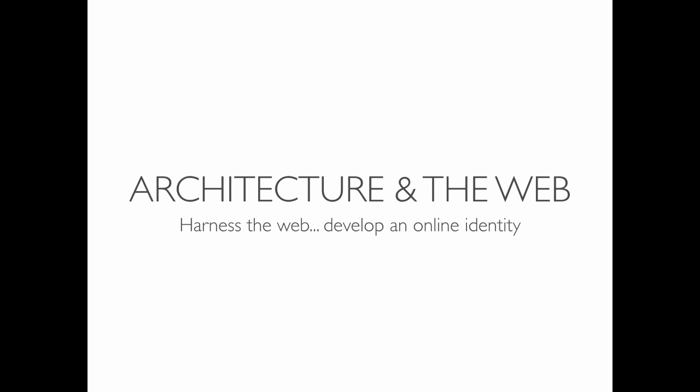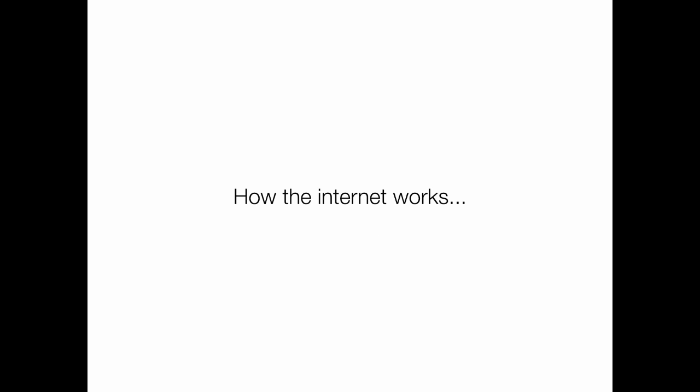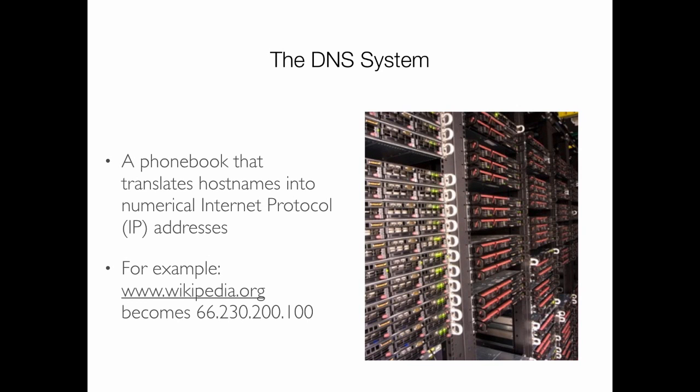Okay, so let's shift gears slightly and talk about the web and developing an online presence. We have to start with the basics about how the internet works. The internet works essentially using something called the DNS system, which is kind of like a phone book. It translates a particular web address into a string of numbers. So let's say we were looking for wikipedia.org or digitaltoolsforarchitects.com. The DNS system will translate the text version, digitaltoolsforarchitects.com, into the string of numbers that represents the address of the computer that serves up the content.